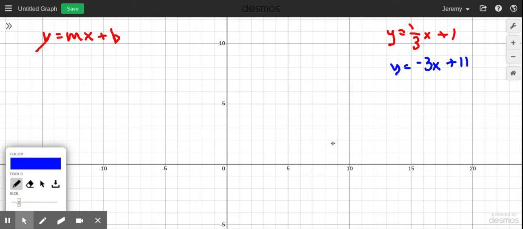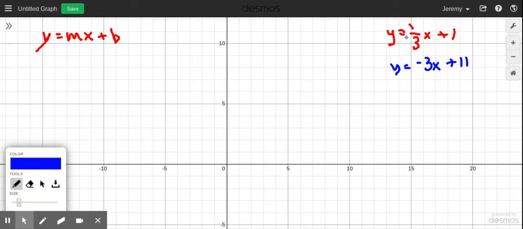Today we're going to look at solving a system of equations using graphing as our method of determining the solution to the system. When we talk about the solution, we are talking about where the graphs intersect with each other on the coordinate plane. We're looking for one single point.